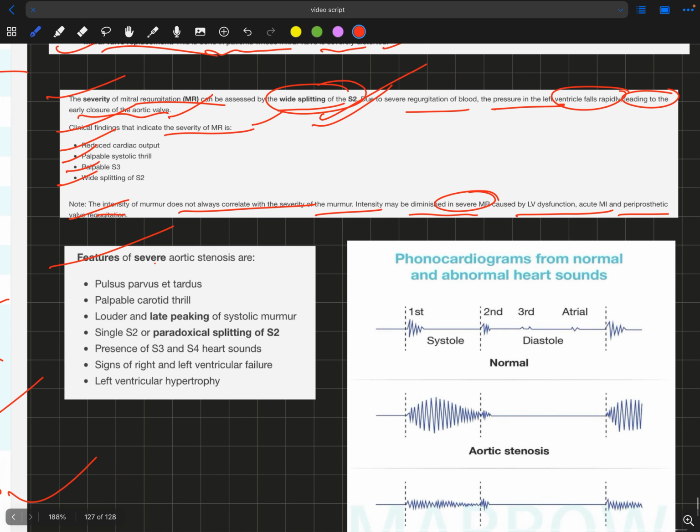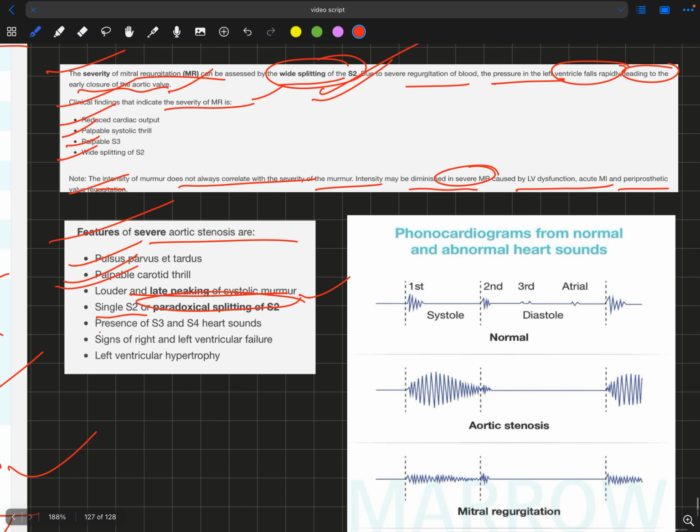Features of severe aortic stenosis are pulsus parvus et tardus, palpable carotid thrill, louder or late peaking of the systolic murmur, and single S2 or paradoxical splitting of S2. Also the presence of S3 or S4 heart sound, signs of right or left ventricular failure, and left ventricular hypertrophy.